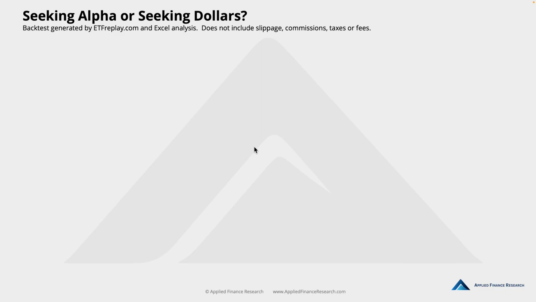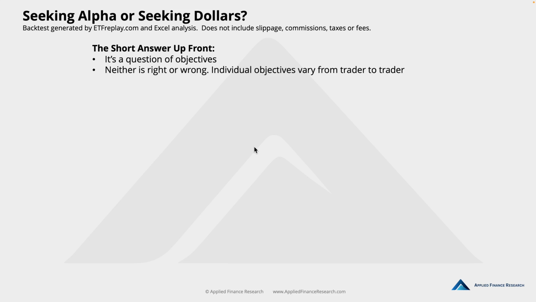So to start off, I'm going to give you the short answer up front, and then we're going to dive into some details. The short answer is this: it's really a question of objectives. Neither is right or wrong, and of course, our individual objectives are going to vary from trader to trader. There are pros and cons for each approach, for seeking alpha versus seeking dollars with our trading, and we're going to dive into those next.